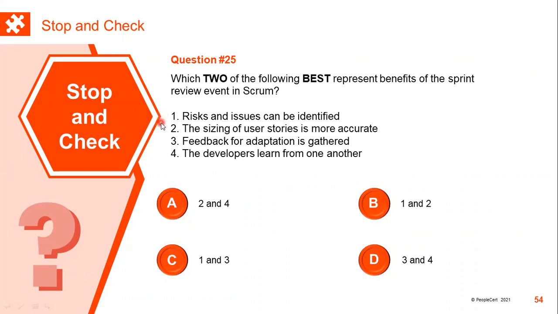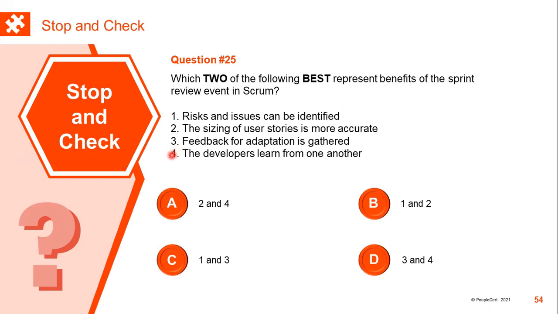A sprint review is for the product. Keeping that in mind, 2 should be ignored. And therefore it cannot be A or B, because the sizing of user stories is not done at the sprint review. So which means it could be 1, 3, or 4. 4 is possible, the developers learning from each other in the sprint review. Or it may not be possible.